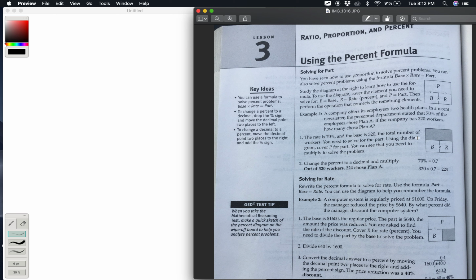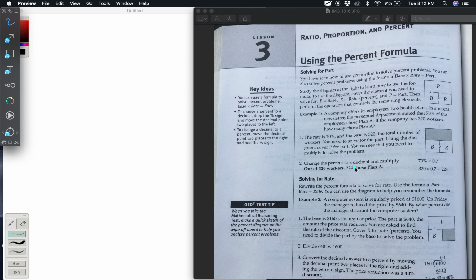So imagine that the decimal is right after the 0 here on the 70, and you would move it twice, 1, 2, which is what they did, and they put 0.7, to let you know it's not a full whole amount yet. So to change a percent to a decimal, drop the percent sign and move the decimal point 2 places to the left. To change a decimal to a percent, move the decimal 2 places to the right.